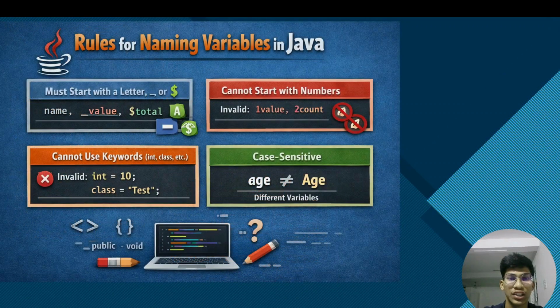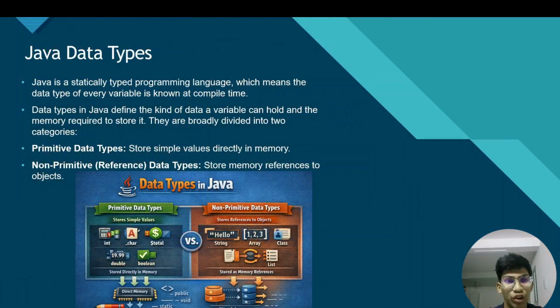Now let us describe the rules for naming variables. It must start with a letter, capital or small, or with an underscore or dollar. You cannot use numbers at the start, and any other symbols are restricted before the variable. Keywords cannot be used as variables and names are case sensitive. Here, Age is not equal to age, because one starts with a small letter and the other starts with a capital letter.